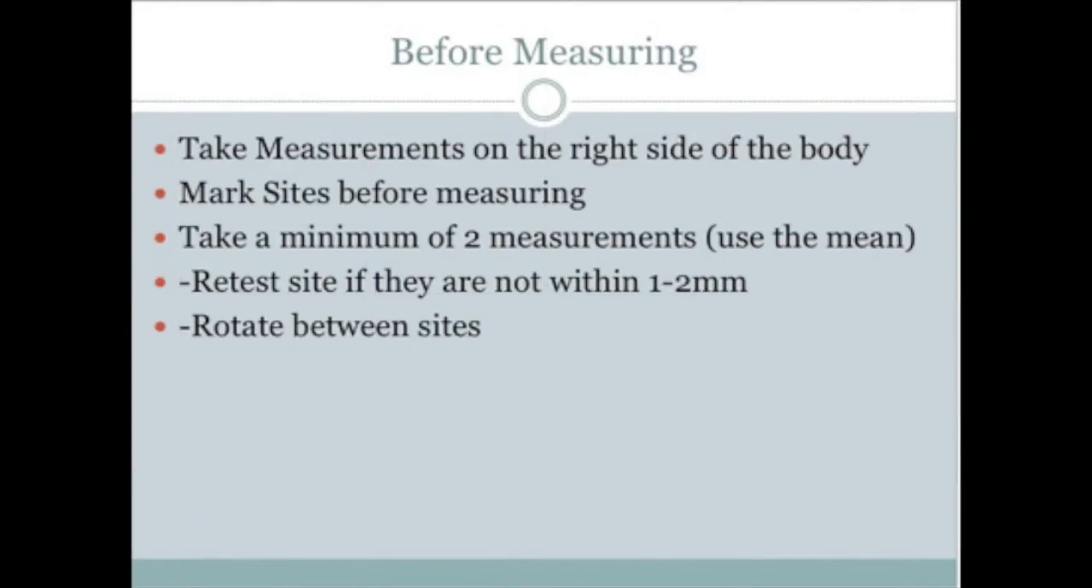Before beginning your assessment, be sure to consider these items. It is important to take all measurements on the right side of the body, mark each site before measuring, take a minimum of 2 measurements per site, and use the mean of the 2 measurements for calculation. Retest the site if they are not within 1 to 2 millimeters of each other and rotate between sites.